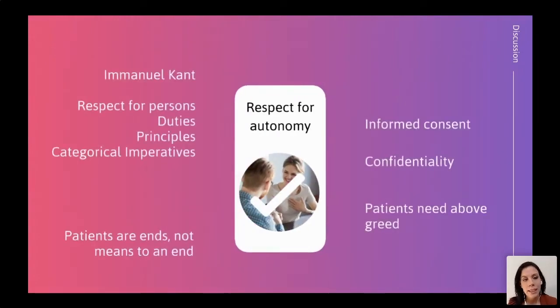So, respect for autonomy. This is a principle that was really defined by Immanuel Kant. The thesis that he put forward helps us to understand why we have respect for persons. And this defines the fact that he believes that we have duties towards one another, that we should follow specific principles in order to be moral human beings. And with that, there are categorical imperatives, universal laws that can be followed at all times that tell us what is right and what is wrong. All right, so that is the thesis of Immanuel Kant in a very, very simple way.